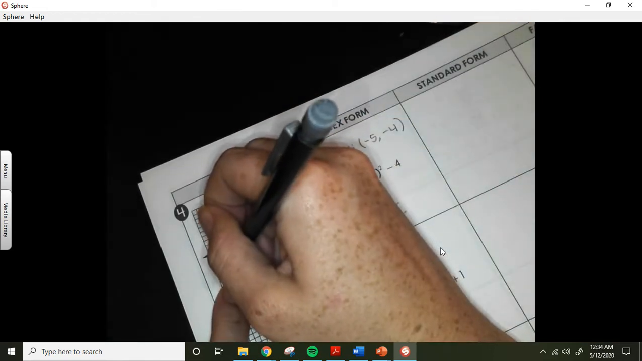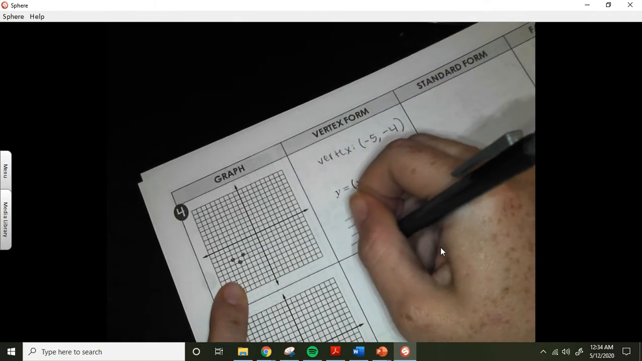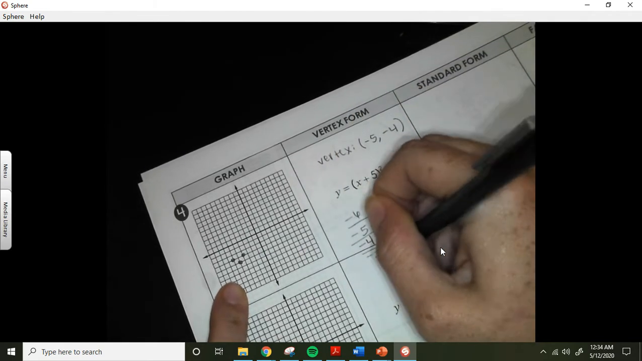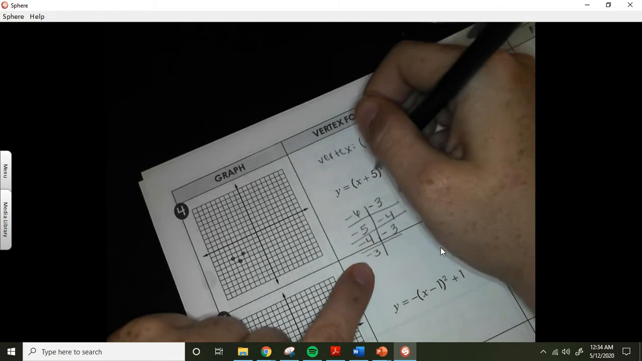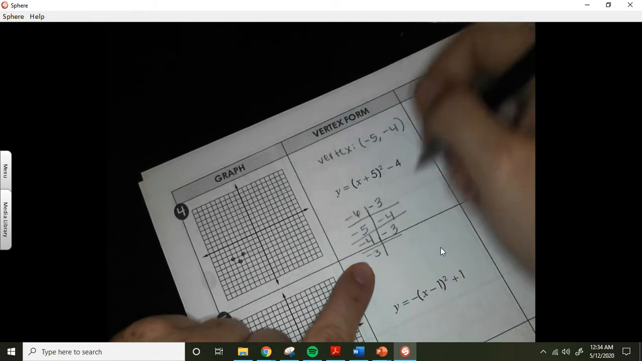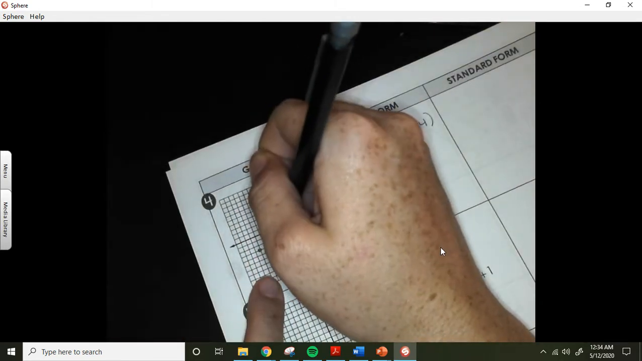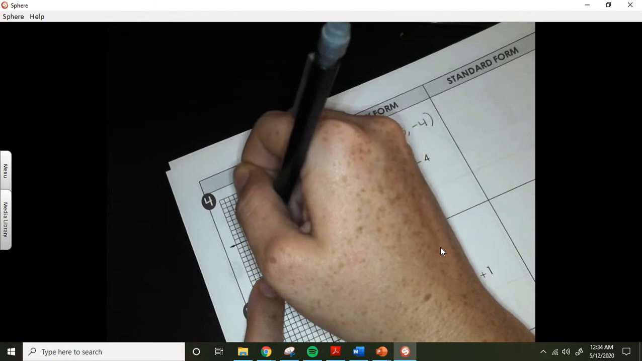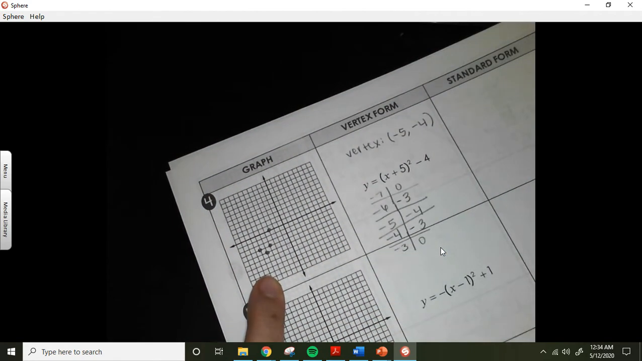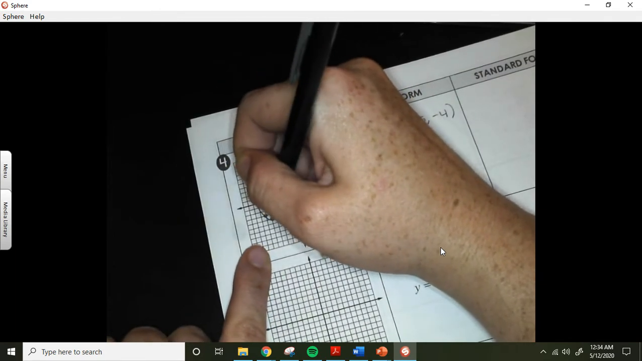So here's this, here's this. If you wanted to, you can even plug in negative 3 and see what you get. So that would be 2. 2 squared is 4. 4 minus 4 is 0. So this one would also be 0. So this would be negative 1, 2, 3, 0, and then negative 7, 0. So that's what this parabola would look like.